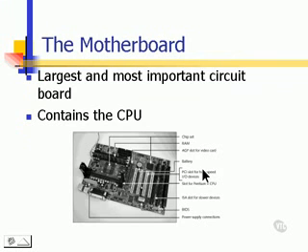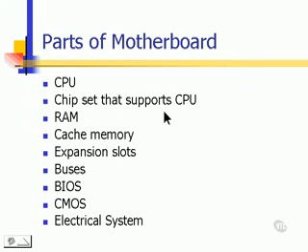The motherboard, the largest and most important circuit board, also contains the CPU, as well as many other pieces. For example, a chipset that supports the CPU. RAM, random access memory, which we'll discuss in greater detail in later lessons. Cache memory, expansion slots, buses, BIOS, and CMOS, which we remember are the essential elements to start a computer even without an operating system. And the motherboard also contains the electrical system.